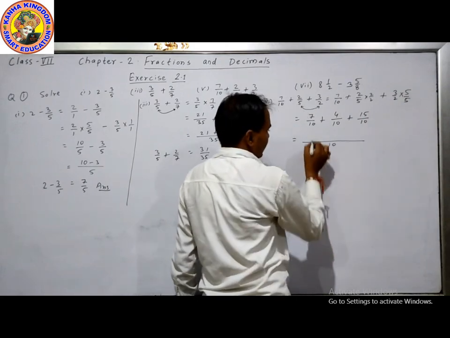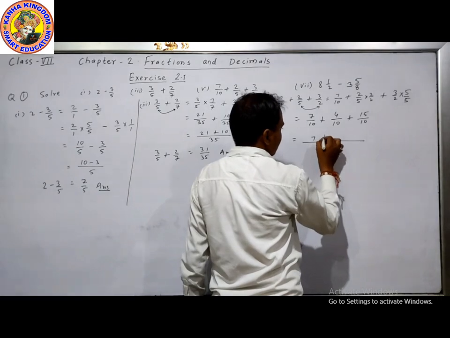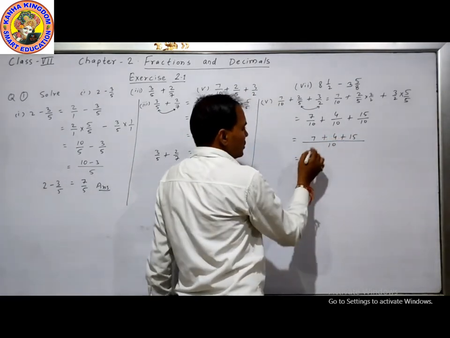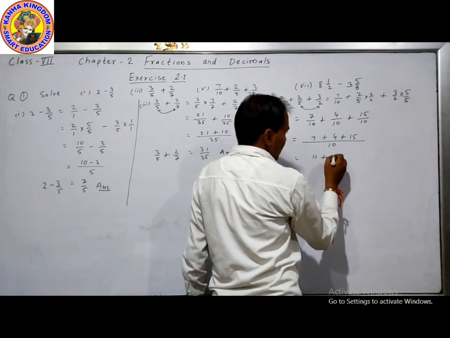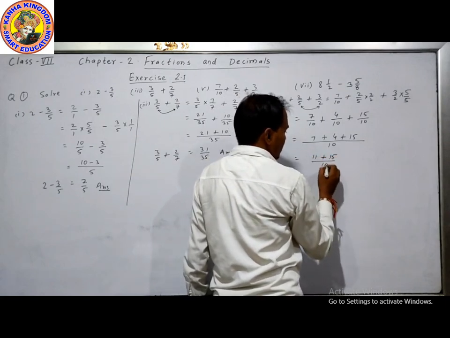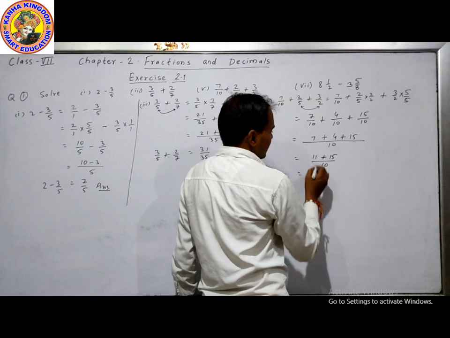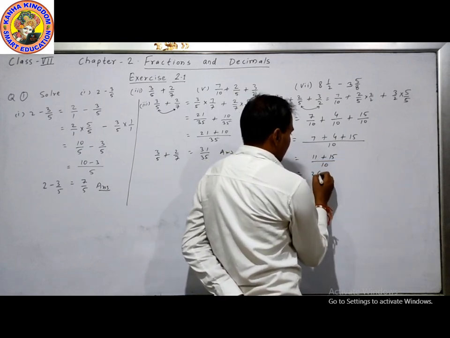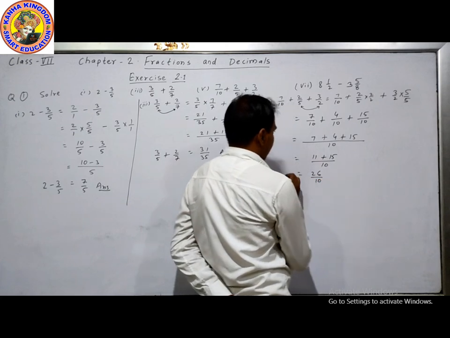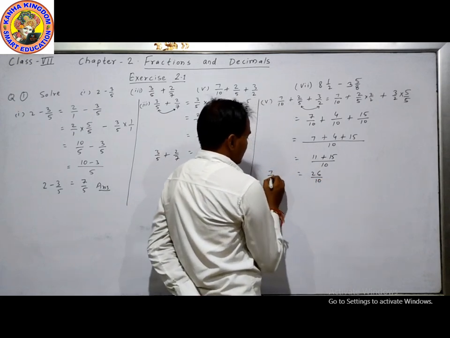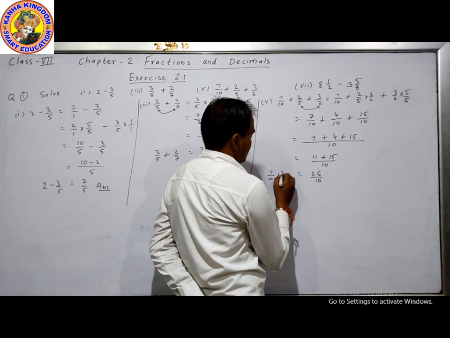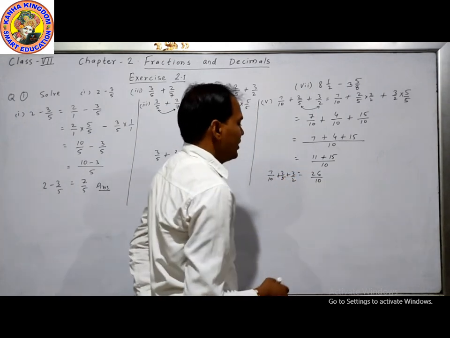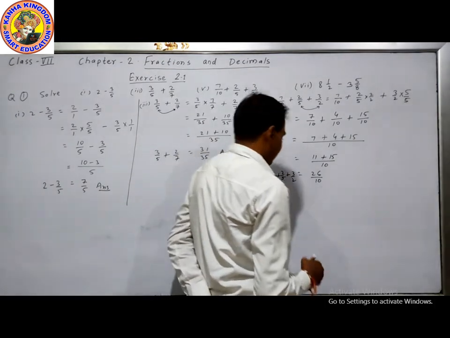The denominator is 10, and the numerator is 7 plus 4 plus 15. 7 plus 4 is 11, 11 plus 15 is 26, upon 10. So 7 by 10 plus 2 by 5 plus 3 by 2, the answer is 26 by 10.